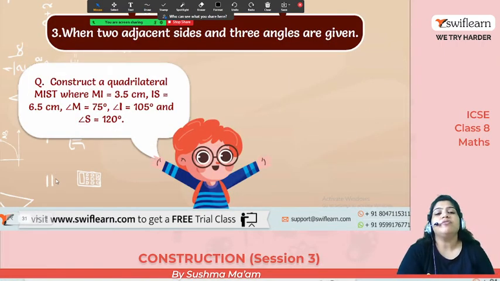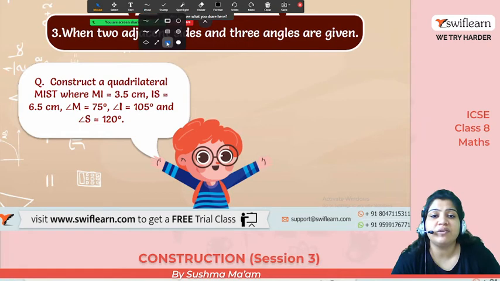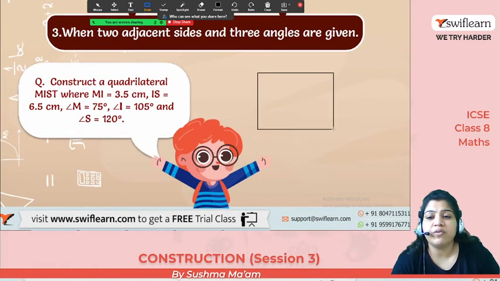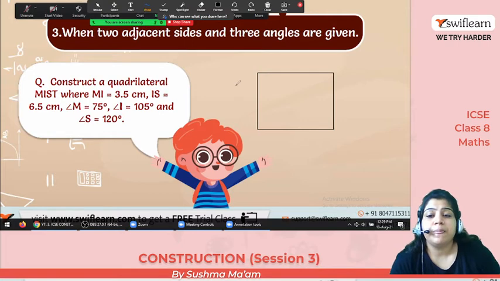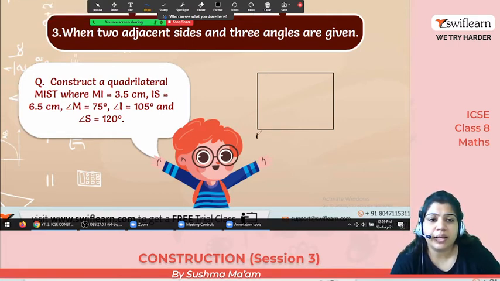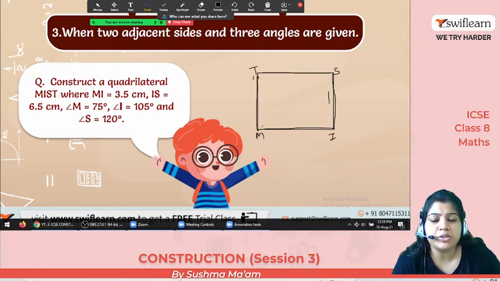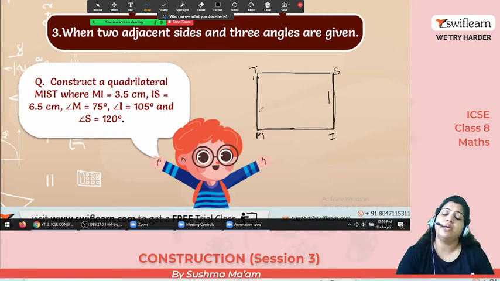Now the third type, when 2 adjacent sides and 3 angles are given. Now only 2 sides, and what is that side? Adjacent side, side to side. So let's see what is the meaning of adjacent side. So here is a rough sketch. Students, see this one, that's MIST. Now adjacent means this MI and IS are adjacent sides. Similarly, IS and ST are adjacent sides, MI and MT are adjacent sides, TS and MT are adjacent sides.